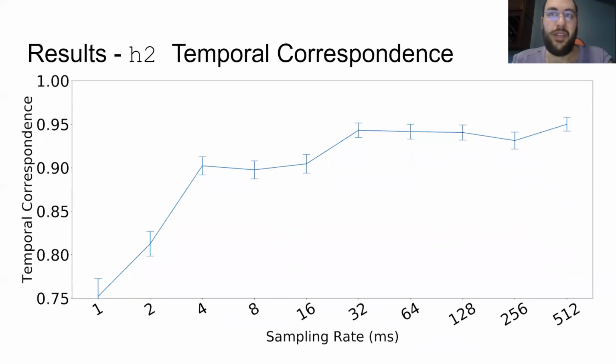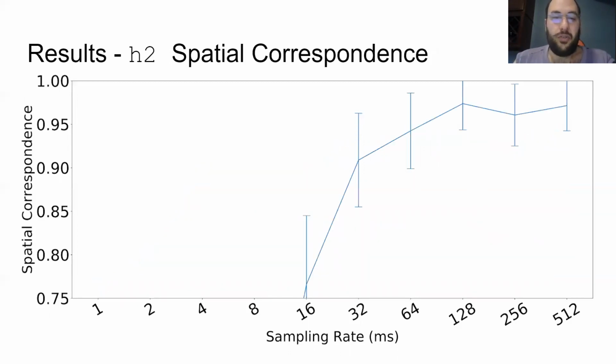Now we're going to move on to the temporal correspondence, which is going to be the correlation of the energy phase behavior between the unprofiled and profiled runs. We can see that this data is pretty consistent with some of the intuition that we built looking at the time correspondence. At the 1 and 2 millisecond sampling periods, the correlations are quite poor, and it doesn't improve until about 32 milliseconds, where it stabilizes at our target of 0.95.